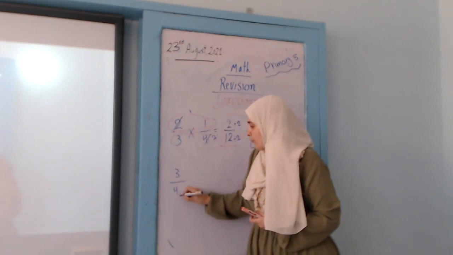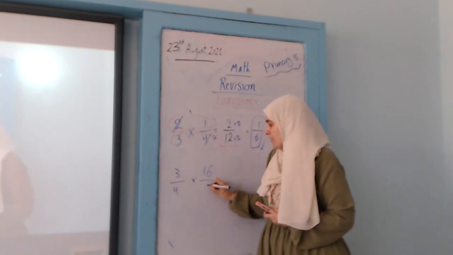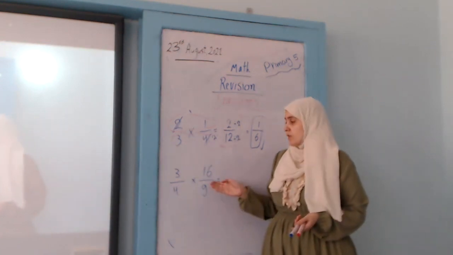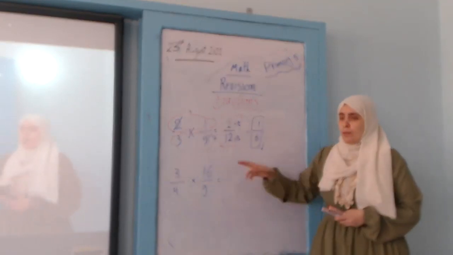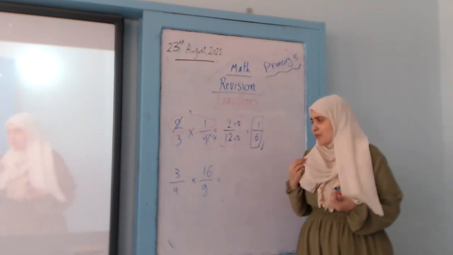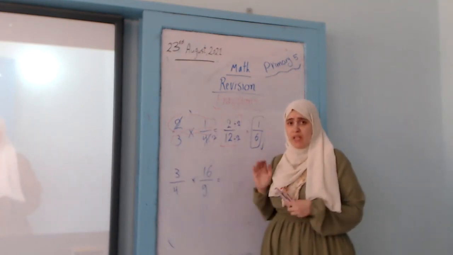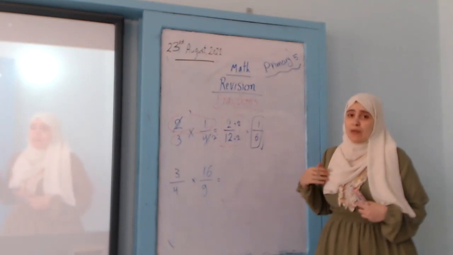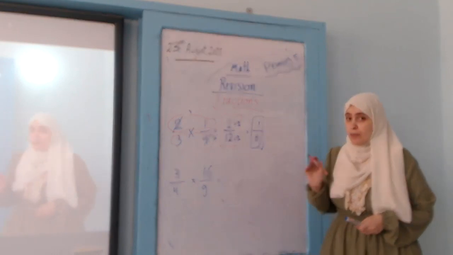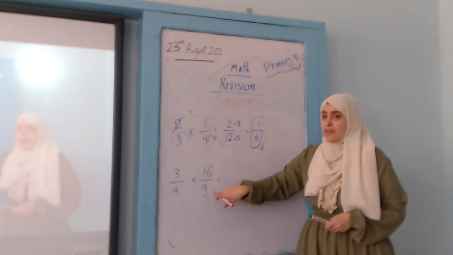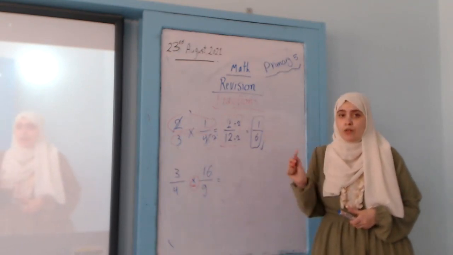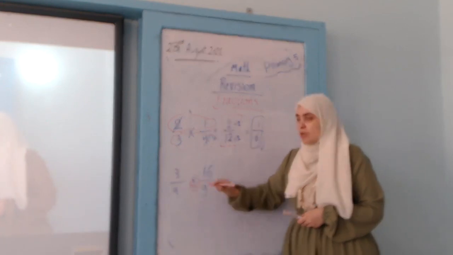3 over 4 multiply 16 over 9. Okay, the steps I know: I will multiply 3 by 16, and 4 by 9. But it's hard to multiply 3 and 16, so I will try to simplify. I will simplify between any numbers up and any numbers down. I do the simplify when I have the multiply sign, not the addition sign. It's only for multiplication.